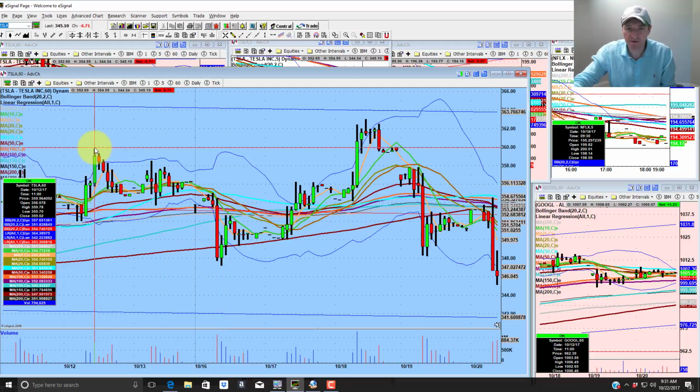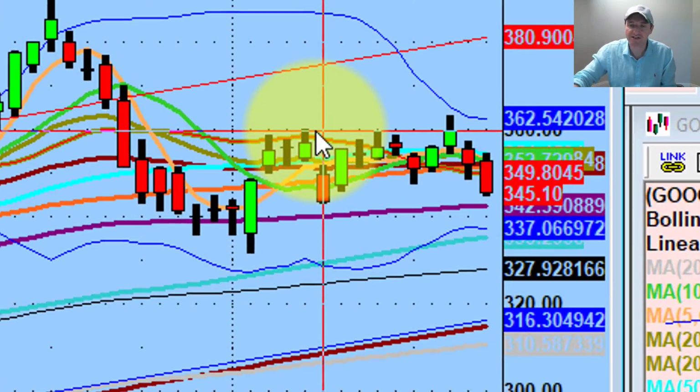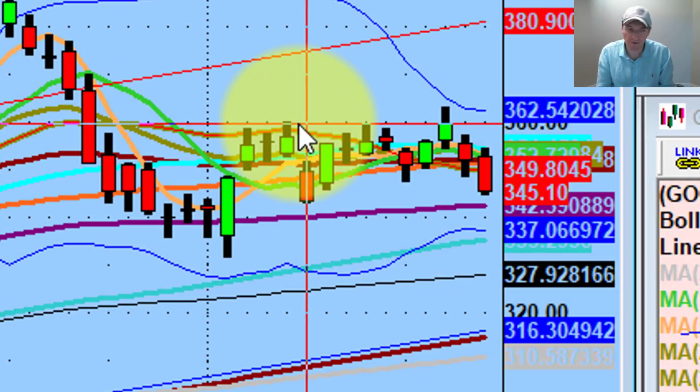If you guys remember, everybody on social media was screaming 360 break, 360 break. This is the daily chart. 360 break on Tesla. Oh man, if it gets above 360, it's going to go. 360 is going to go.